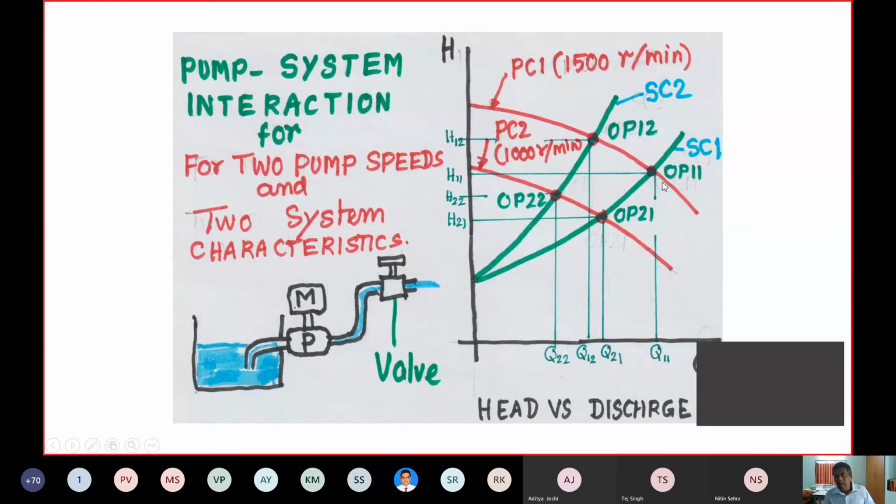Again you see many intersection points, the operating points. The operating point 1 corresponds to system characteristics 1 and pump characteristics 1. Then here you have the operating point 2, corresponding to pump characteristics 2 and system characteristics 2. So correspondingly, you will be able to identify what is the head available and what is the discharge available in these situations. Any doubts so far?